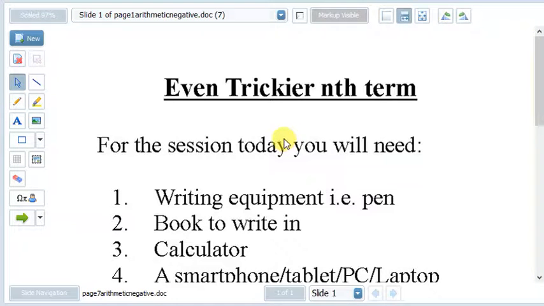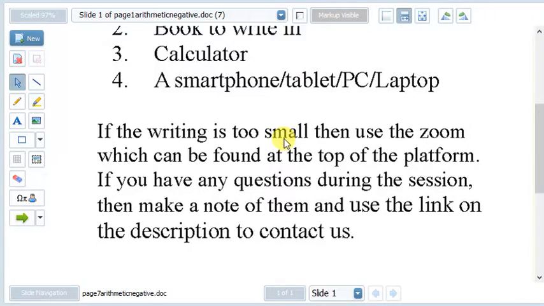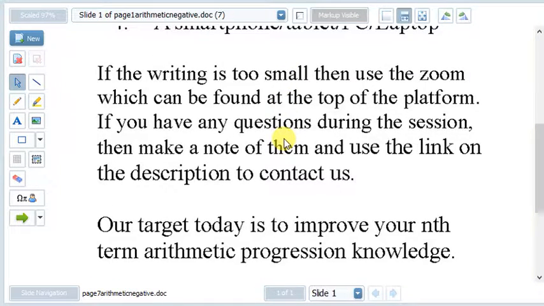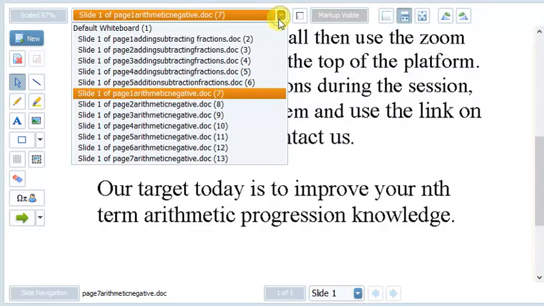Hello. Today we are going to look at negative nth term sequences. For the session today you will need writing equipment, i.e. pen, pencil, a book to write in, a smartphone, tablet, PC or laptop. If the writing is too small, then please use the zoom which can be found on the video. Our target today is to improve your nth term arithmetic progression knowledge.